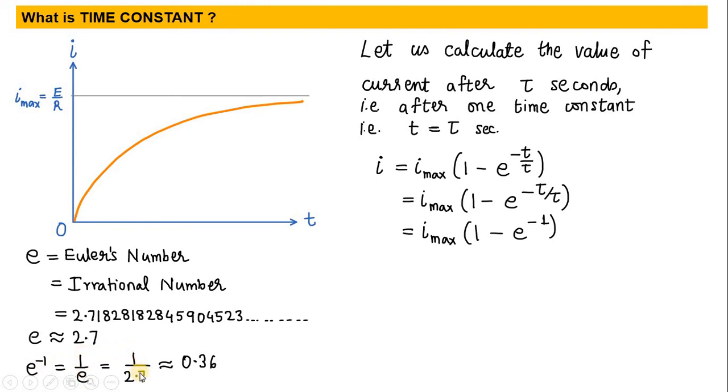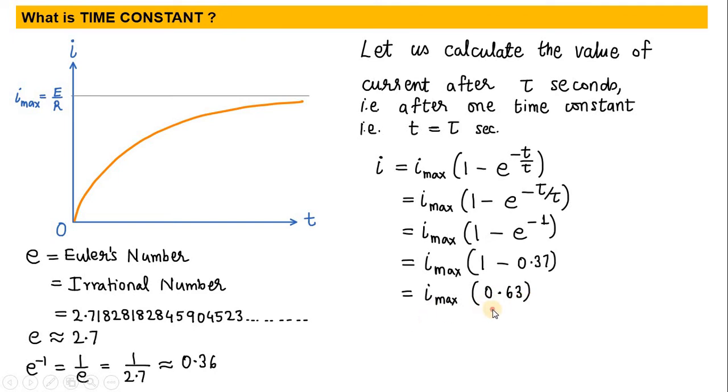That would be 1 upon 2.7, and with the help of a calculator the value will be 0.36. So we substitute here e power minus 1 is 0.36, or 0.37 after rounding off. So the subtraction 1 minus 0.37 is 0.63.